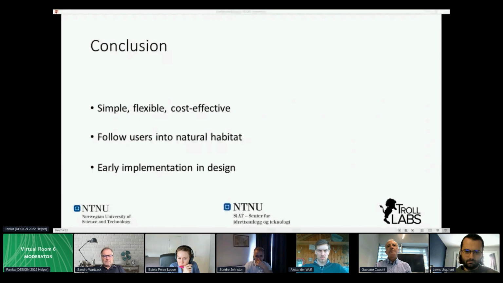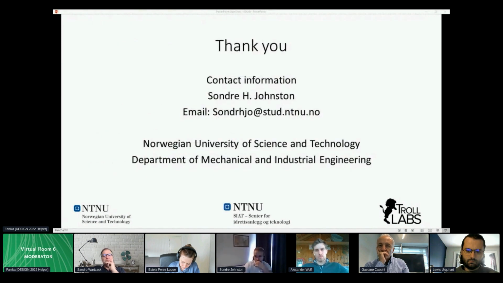We have shown how MediaPipe can be used for pose estimation in the context of design, demonstrating a simple, flexible, and cost-effective approach for gathering information for design researchers and product development. There are some additional uncertainties that need to be further explored, but due to its simplicity of only needing a sufficient recording device to interpret movement, MediaPipe and vision-based body tracking stands as the best candidate for following the athletes and users into their natural habitat during testing, as well as early implementation in the design and product development process. Thank you for listening.